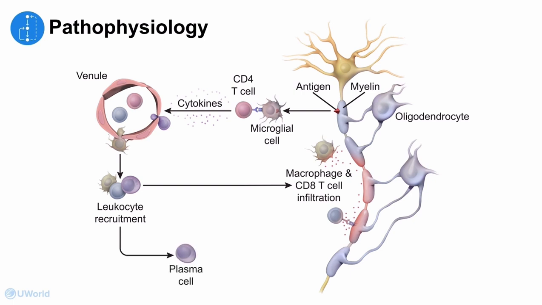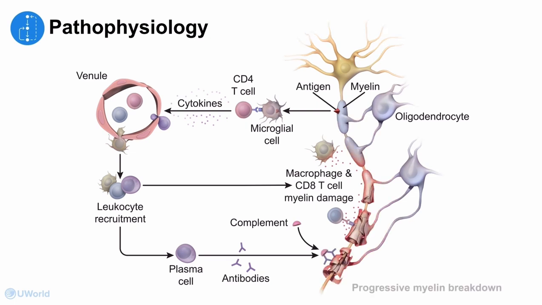B cells also become activated within the CNS and secrete myelin-specific immunoglobulins that activate complement, further contributing to myelin breakdown. This process leads to the formation of focal demyelinated plaques within the central nervous system.